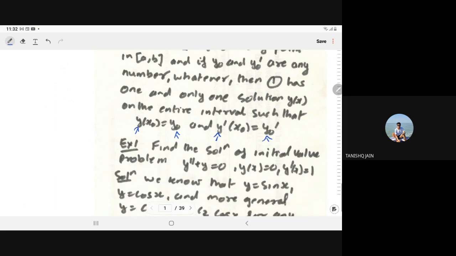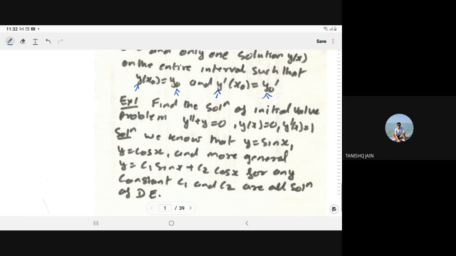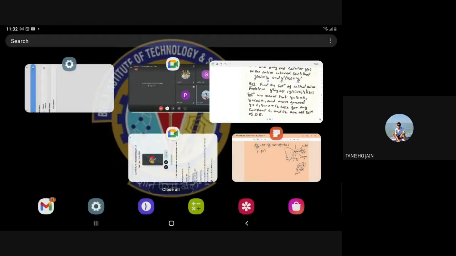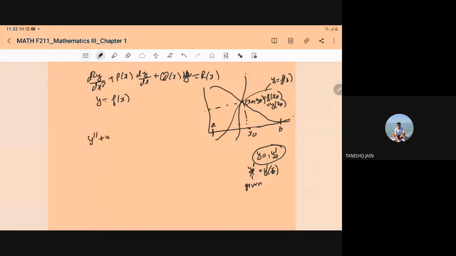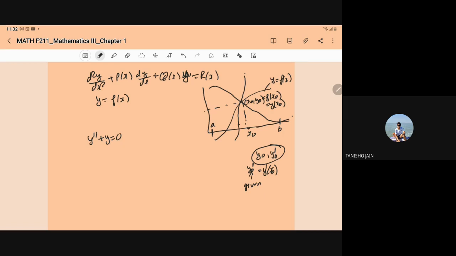You can understand this by this example. Find the solution of the initial value problem y double dash plus y is equal to 0. Here we have y double dash plus y is equal to 0, and the conditions given to you are yx is equal to 0 and y dash x is equal to 1. So this is y naught dash, and this is y naught.